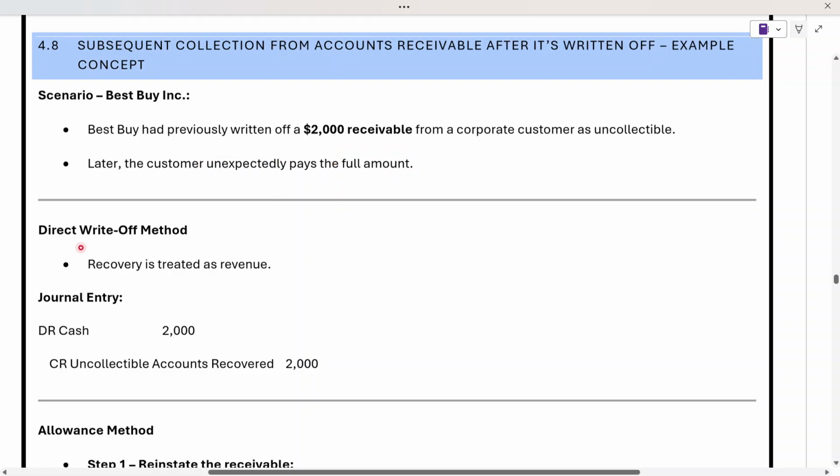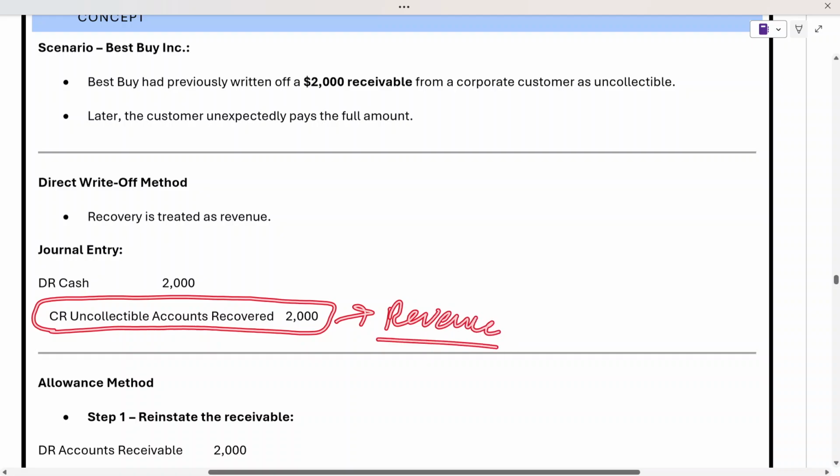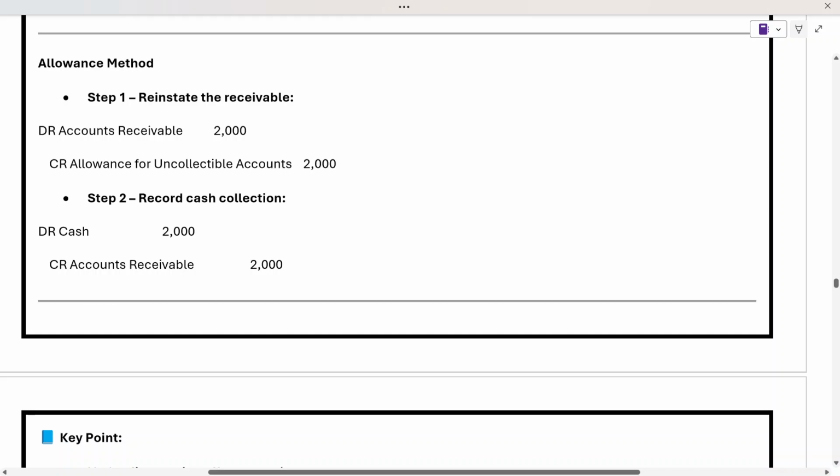So if your company was using the direct write-off method, then the recovery will be treated as revenue because this is unexpected. So simply you will record $2,000 as cash, because your asset is increasing, cash is increasing, so you will debit that and record this $2,000 as unexpected collection or unexpected accounts recovered. So this will go to your revenue directly. Now, if your company was following the allowance method, then what will happen?